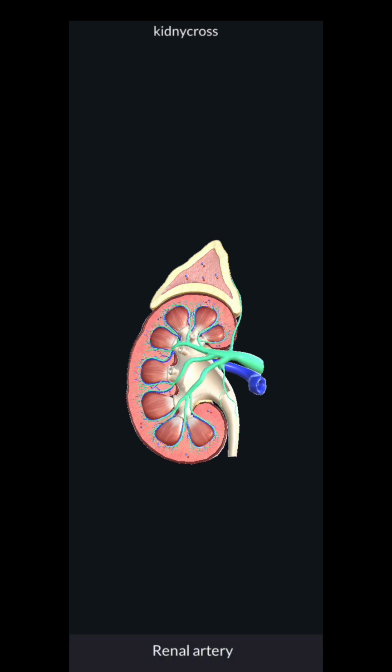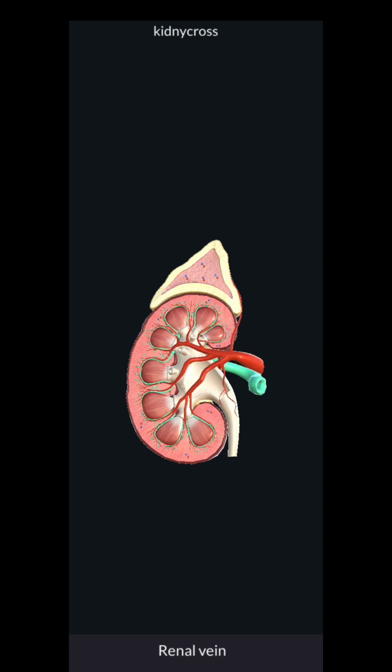Renal artery. The renal arteries normally arise off the side of the abdominal aorta, immediately below the superior mesenteric artery, and supply the kidneys with blood. Each is directed across the crus of the diaphragm, so as to form nearly a right angle with the aorta.